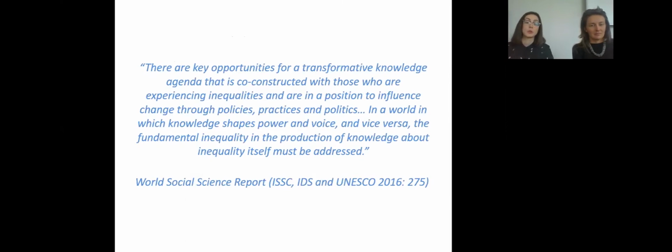And this is a quote from the World Social Science Report. There are key opportunities for a transformative knowledge agenda that's co-constructed with those who are experiencing inequalities and are in a position to influence change through policies, practices and politics.